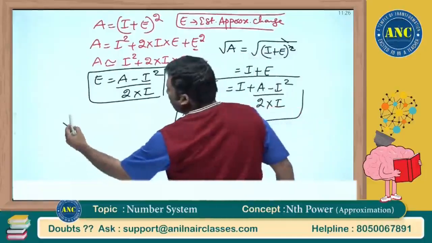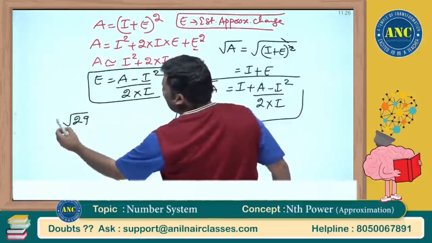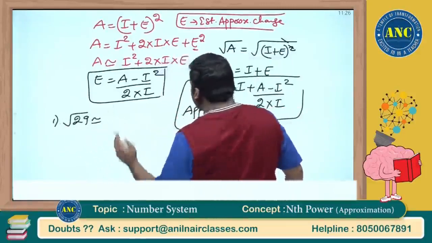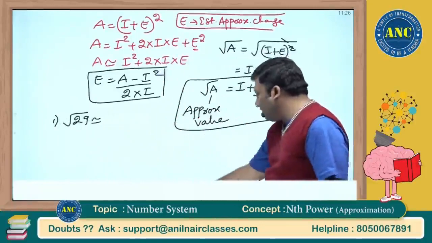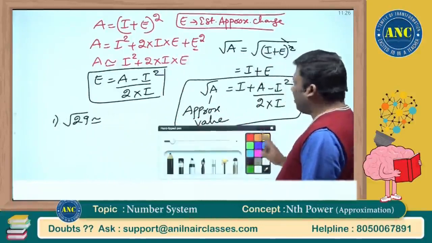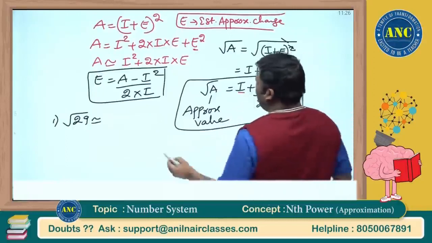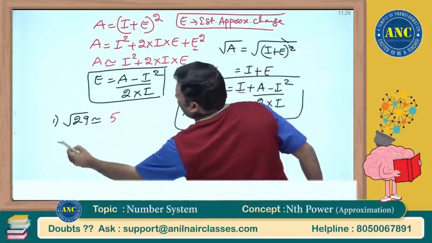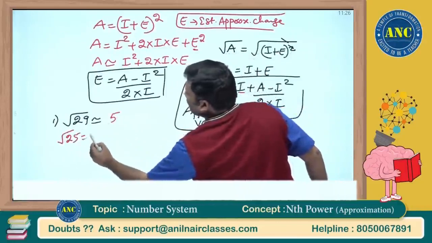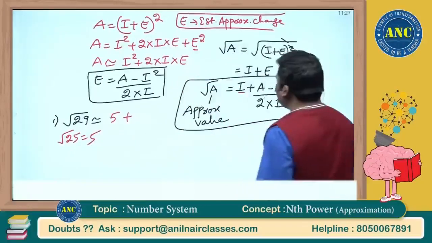Confused. Suppose root 29 is there. Now it is clear. I is the nearest integer. What is the nearest integer? The nearest integer is 5, because the square root of 25 is 5. I hope the idea is clear.